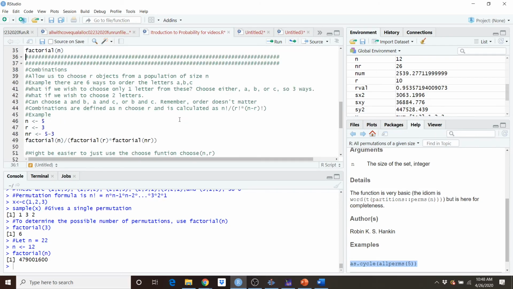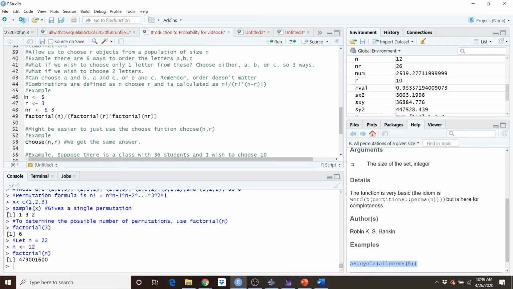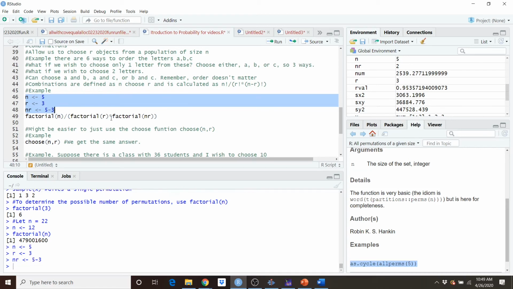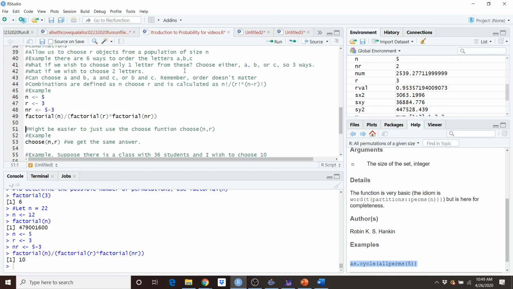Well, now what about combinations? Remember, our combination is n factorial divided by r factorial times n minus r factorial. And so in our example of our 5 letters, we're going to let n equal 5. We're going to let the number of letters r be 3. Then n minus r is what I've called nr. That's 5 minus 3. We'll run this, and then we can use this factorial function, factorial n, right? n factorial divided by r factorial times n minus r factorial, and that gives us 10.